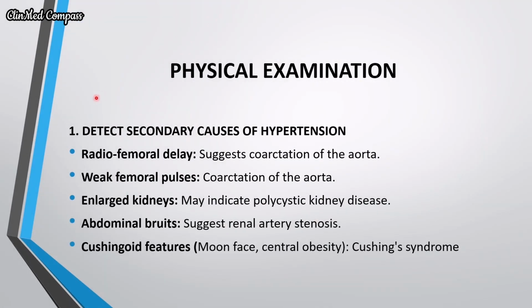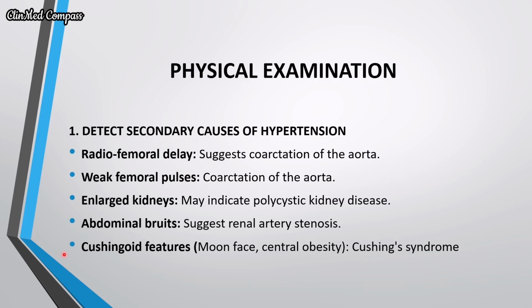The physical exam plays a vital role in evaluating hypertension. First, look for signs pointing to secondary hypertension. One, radiofemoral delay and or weak femoral pulses. This may suggest coarctation of the aorta, especially in younger patients. Palpable or enlarged kidneys could indicate polycystic kidney disease. Abdominal bruit, especially over the flanks or epigastrium, may suggest renal artery stenosis. Cushingoid facies, such as moon face, central obesity, striae, and proximal muscle weakness may indicate Cushing's syndrome.